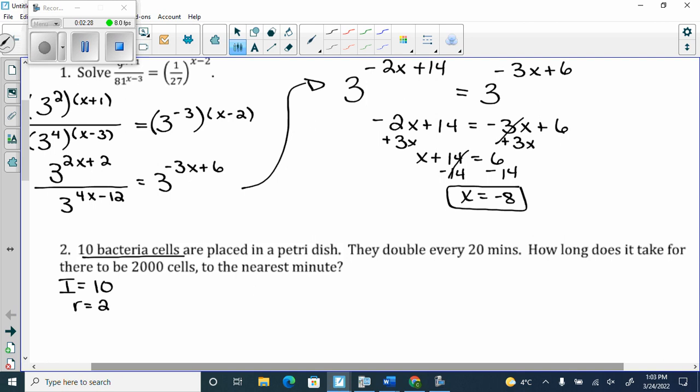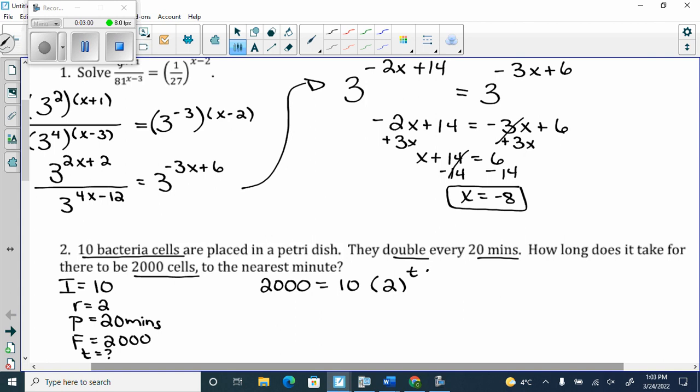Is that the period or the time? Is it the P or the T? It's the period. Every 20 minutes it's doubling. So that's the P. How long will it take for there to be 2,000? So they gave us final, and they're looking for T. So we get final, which is 2,000, equals initial, which is 10, bracket 2 to the T over 20.